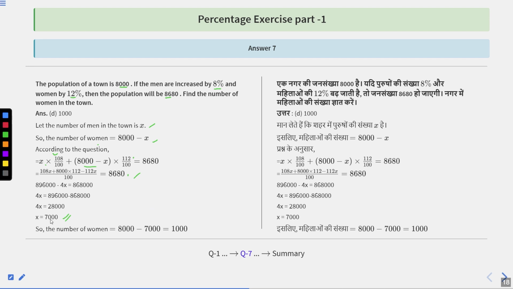So it means the number of men in the town are 7,000. Total population was 8,000. That means the women are going to be 8,000 minus 7,000. That is 1,000. Option number D is the right answer.